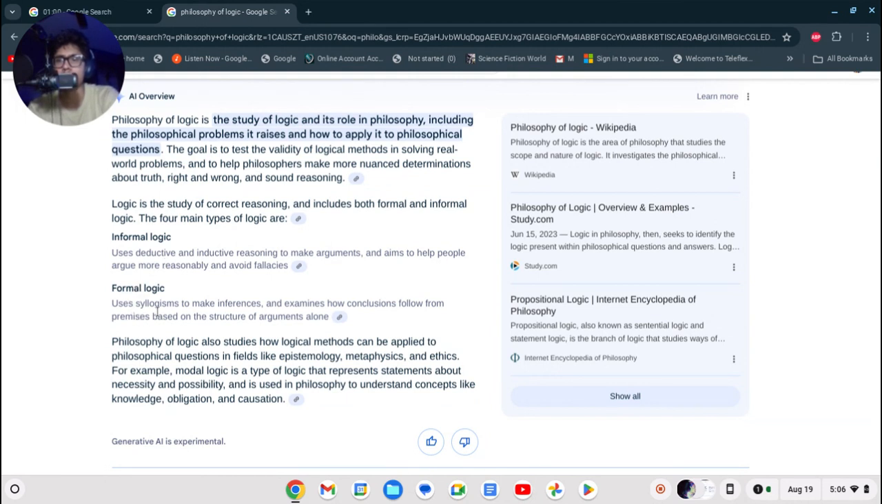Formal logic uses syllogisms to make inferences and explains how conclusions follow from premises based on the structure of arguments alone. Philosophy of logic also studies how logical methods can be applied to philosophical questions in fields like epistemology, metaphysics, and ethics. For example, modal logic is a type of logic that represents statements about necessity and possibility, and it is used in philosophy to understand concepts like knowledge, obligation, and causation.